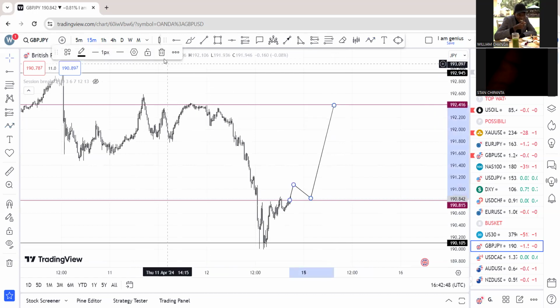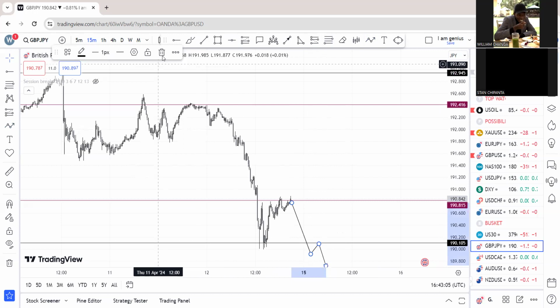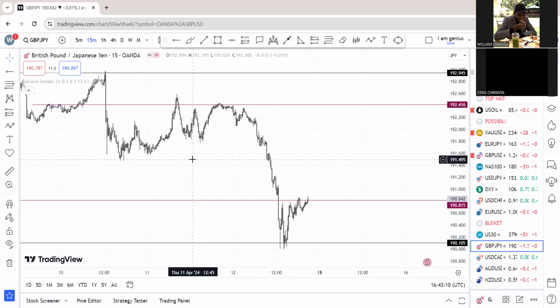If it fails to do that, we will just wait for this push to break that, come back for a retest, and then trade to the downside like that. So those are the two options that exist for this. Are there any questions on this so far? So whatever I'm doing right now is just simply coming up with a bias.